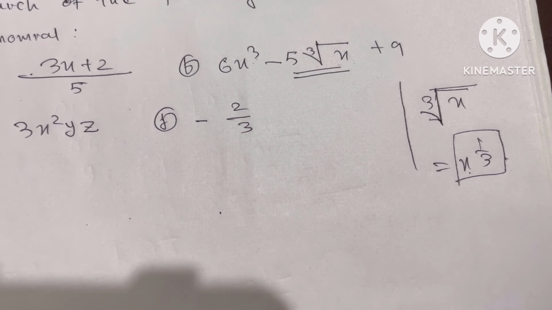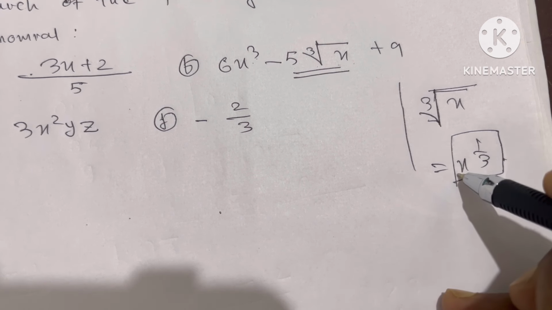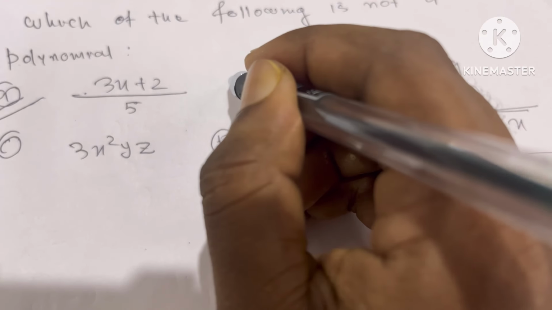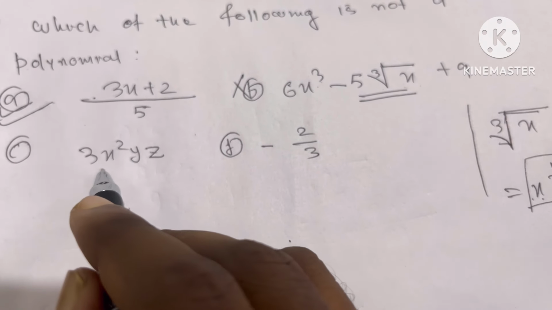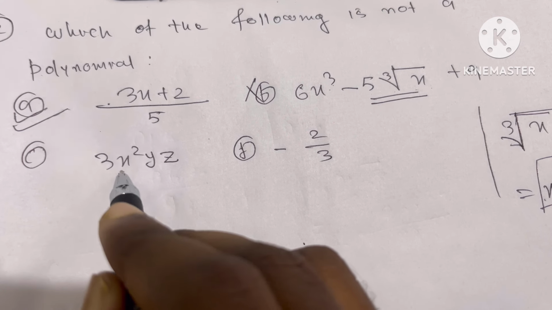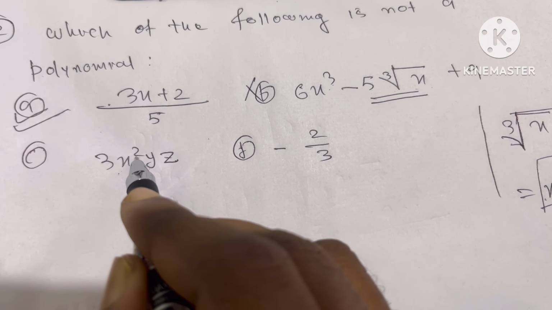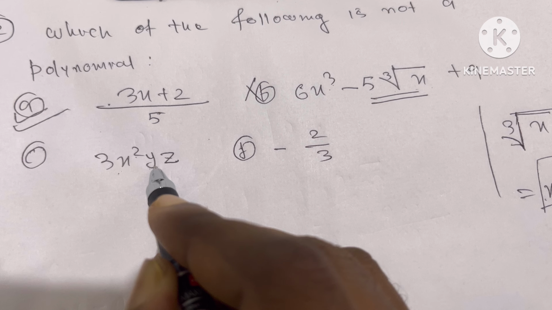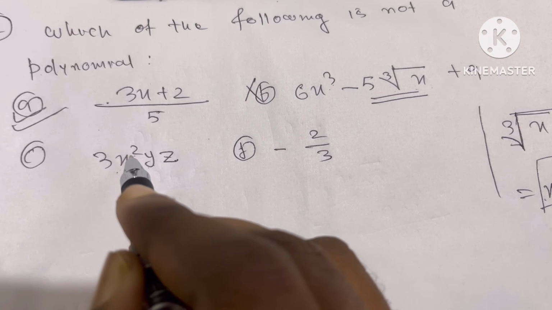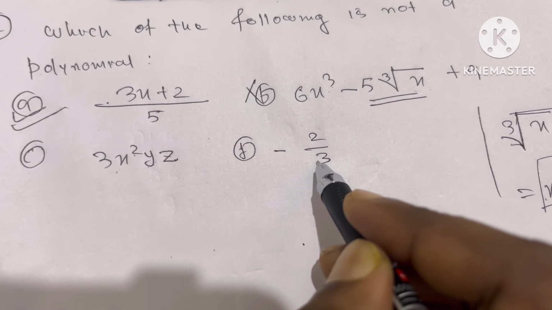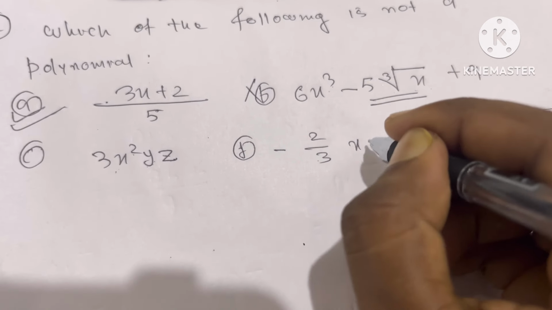So as you know, when the exponent of the variable is a fraction, then you can say that it is not a polynomial. Polynomial means the exponent will always be positive or 0, positive numbers, not fraction, not decimal. So here the exponent of x, what I got, is 1 by 3. That's why this is not a polynomial. And if you observe option C, 3x power 2 yz, x power 2 is positive, y power 1 also positive, z power 1 also positive. Exponent 2, exponent 1, exponent 1, and this is a constant polynomial, because we can write x power 0.